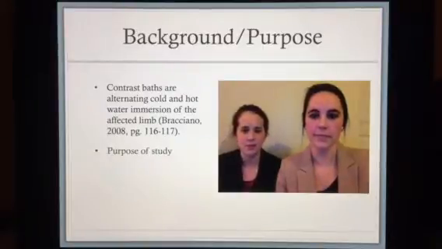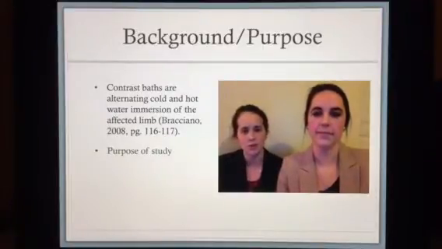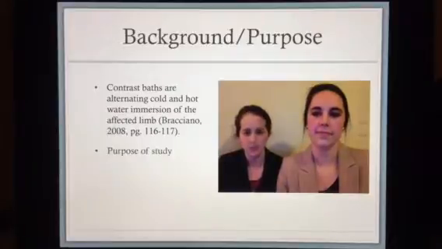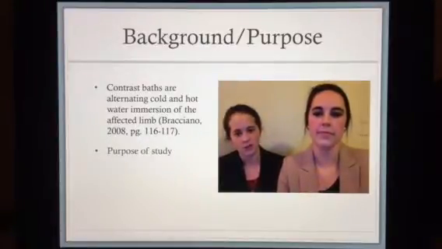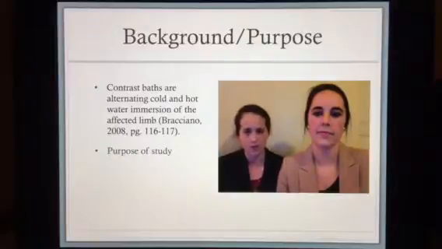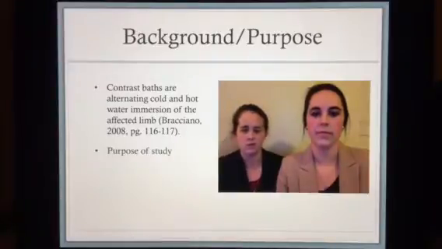The purpose of the study we looked at was to determine what the effect of using a contrast bath would be on patients with carpal tunnel syndrome. The null hypothesis researchers had was that the use of contrast bath would have no effect on hand volume in carpal tunnel syndrome patients. Researchers were looking to determine if contrast bath had a clinical significance to support it being utilized in a clinical setting.